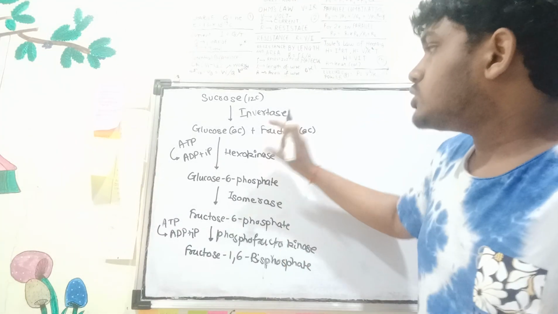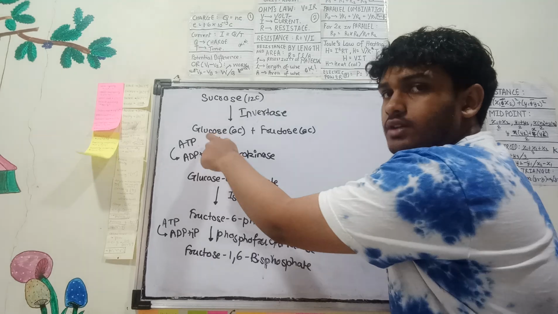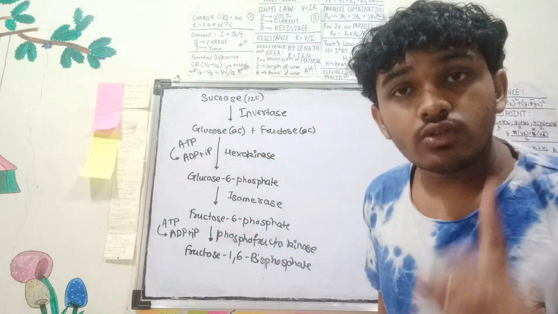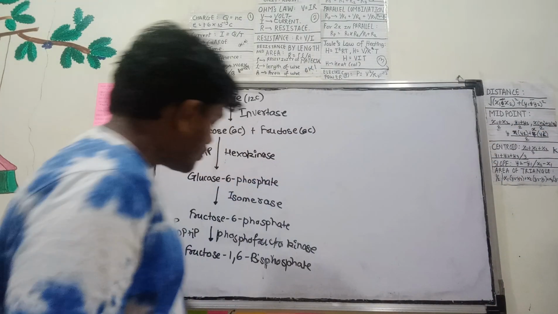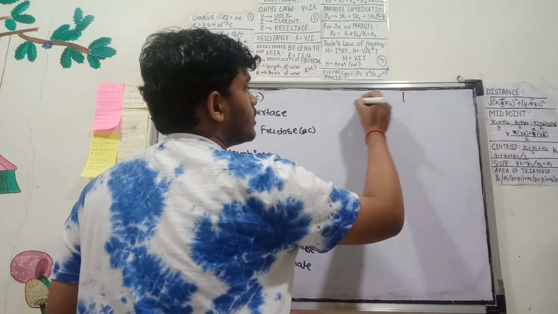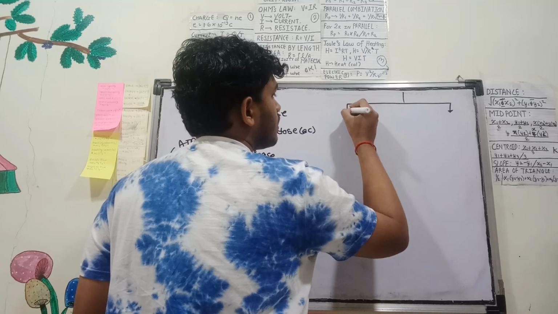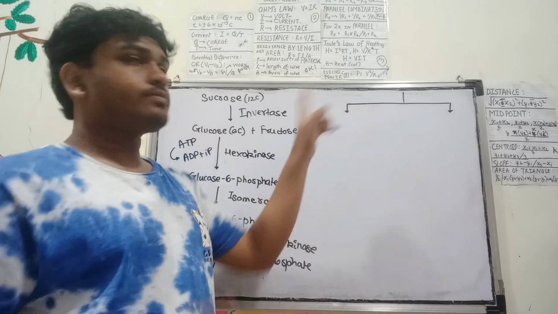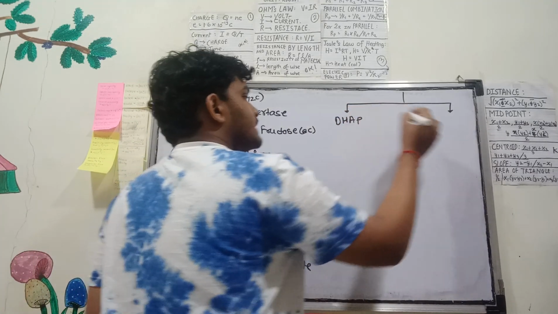Also one thing you should know: the first step of glycolysis is irreversible, as well as the 10th step, the last step, is also irreversible. Now fructose 1,6 bisphosphate is converted into 2 molecules, first is DHAP and second is PGAL.